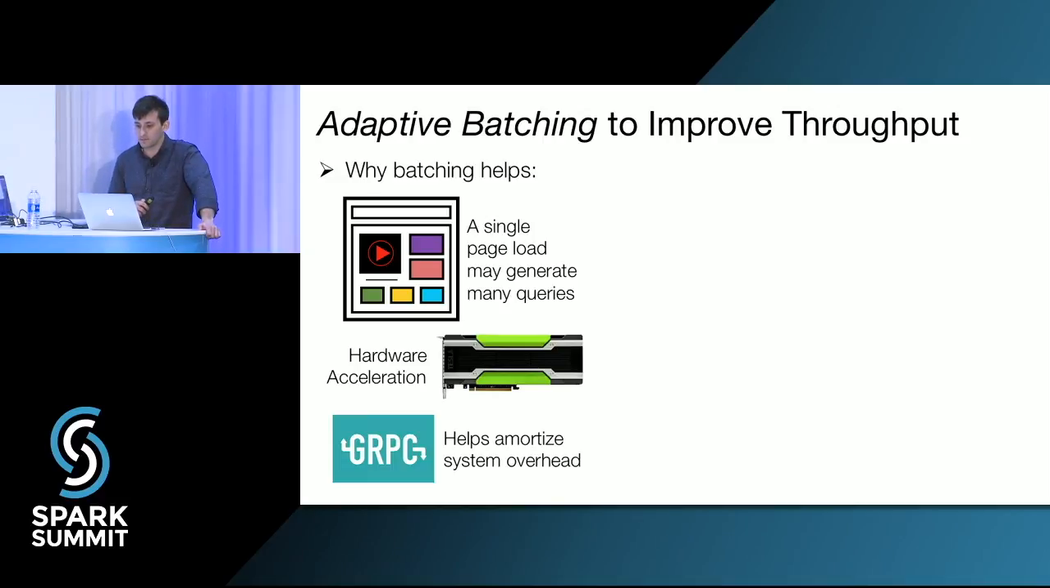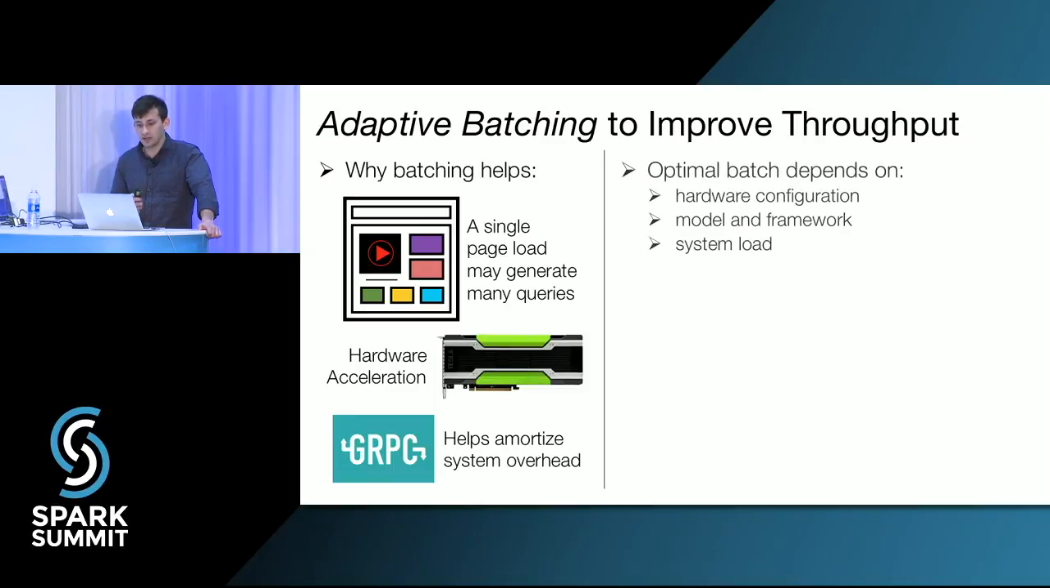from an engineering perspective. But the problem here is that how you do the batching is actually really, really context dependent. It depends not just on your hardware configuration, how big your GPU memory is, not just on the model and framework that you're using, but also on the system load at this point in time.